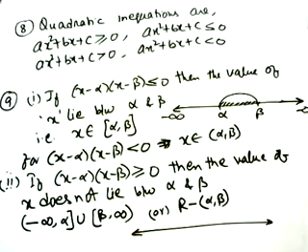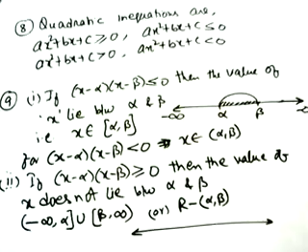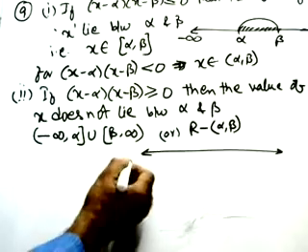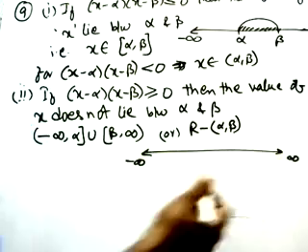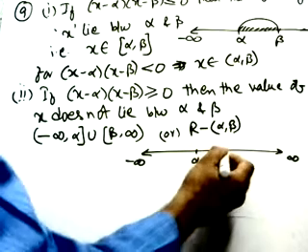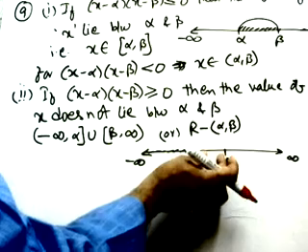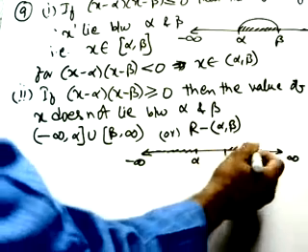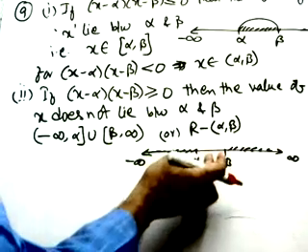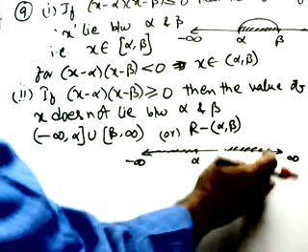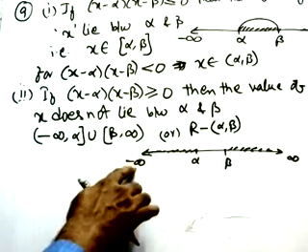So how to understand this? Suppose this is the number line, this is minus infinity, this is plus infinity. Here, suppose x does not lie between alpha and beta, it means we should not have values between these two, so x takes either the values on this side or the values on that side.